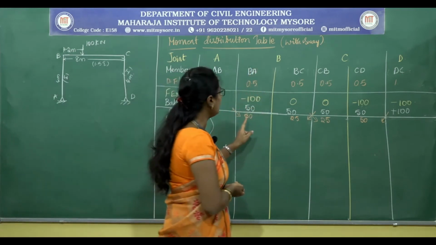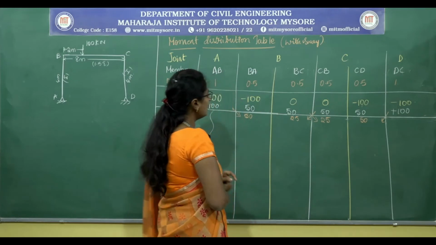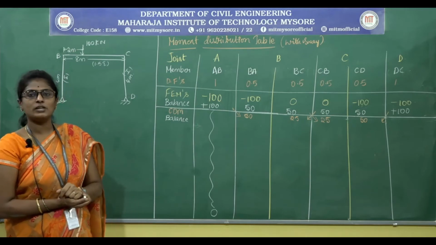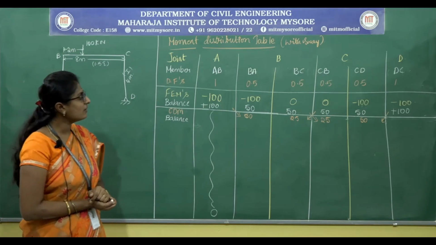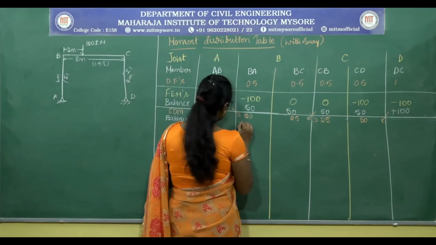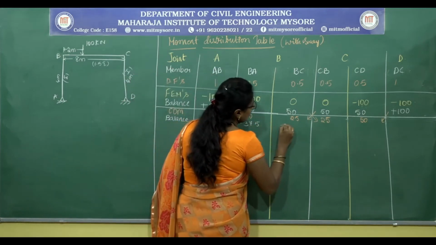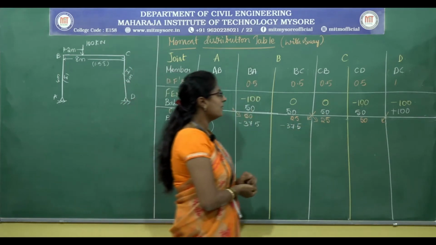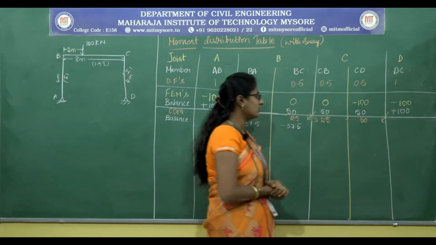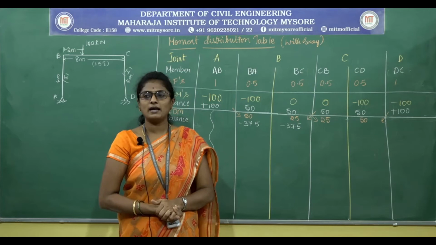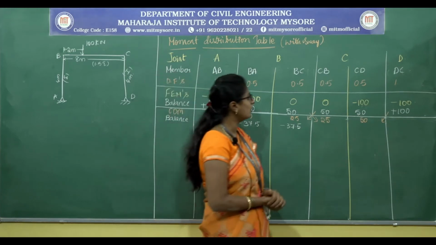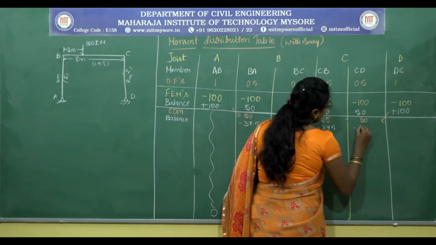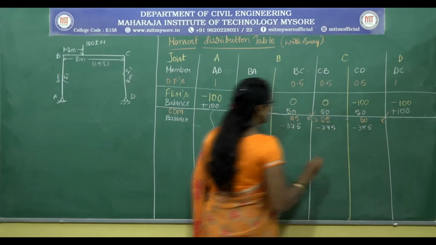Then come to joint B, BA and BC. To balance this, plus 50 and plus 25 will give you 75 as the unbalanced moment. So, to balance this we need to consider minus 75 multiplied by 0.5, which will give you minus 37.5, and here also minus 37.5. Then for CB and CD, plus 25 and plus 50. So, to balance this we consider plus 75 as the unbalanced moment. To balance this it is minus 75 into 0.5, which will give you minus 37.5, and here also minus 37.5.